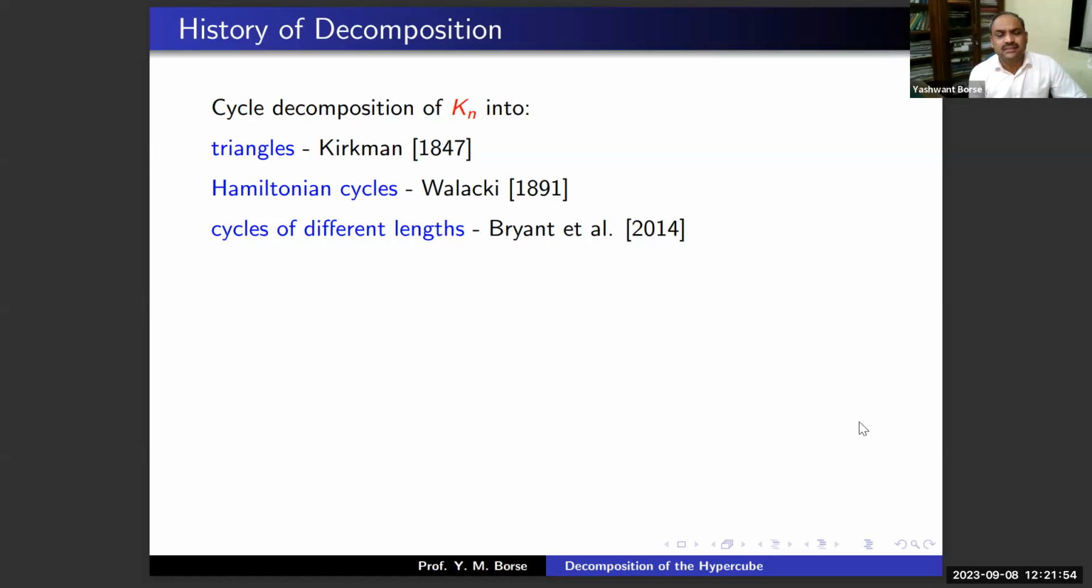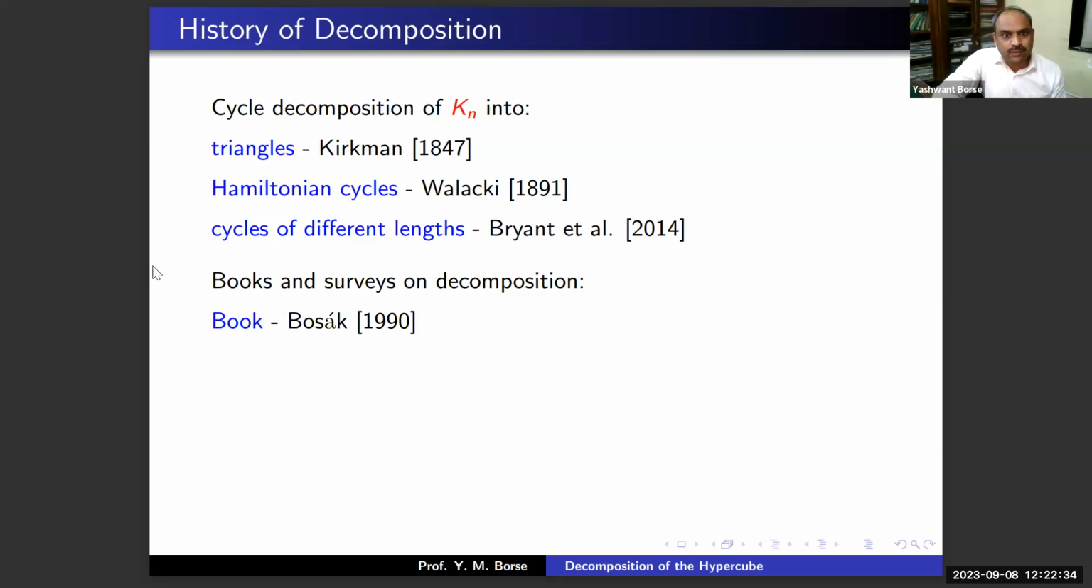Then came decomposition of Kn into cycles of equal length. This research went on for a long time. Then there was another problem: why not decompose Kn into cycles of different lengths? This problem was also researched for a long time, and I think it was finally settled in 2040. So now the cycle decomposition of Kn, I think this problem is over.